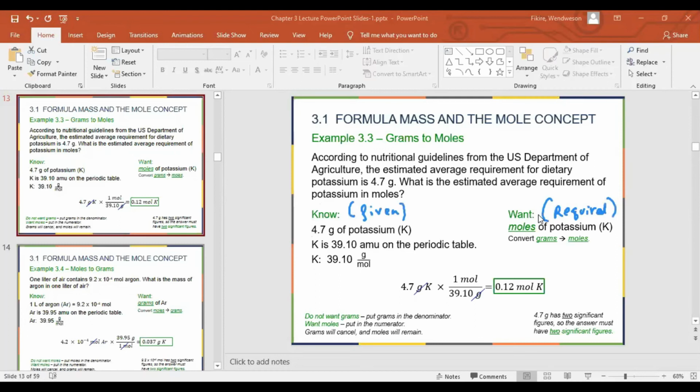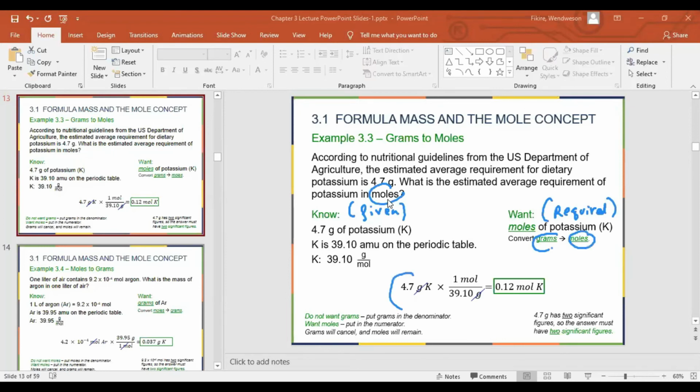So you are given 4.7 grams of potassium. Potassium is K, and you know potassium is one of the alkali metals in group 1, and the molar mass of potassium is 39.10 gram per mole. This is given as well. So now they want you to calculate the average requirement of potassium in terms of moles. So you have to change grams into moles. There's a unit plan: the gram value has to be changed into a mole value.